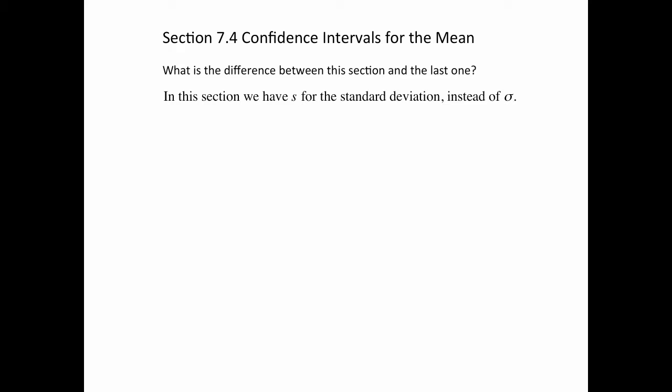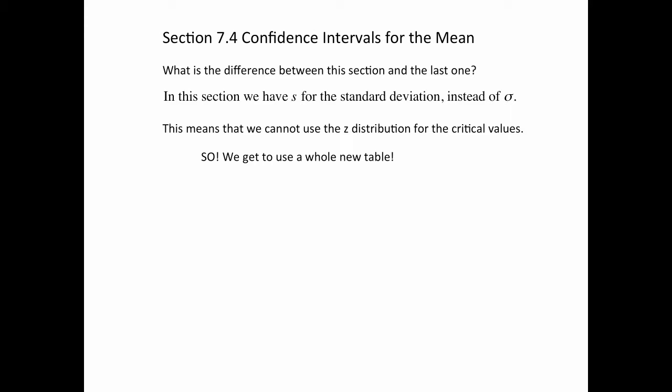Alright, section 7.4. Well, in this section there's really not a lot new other than one small thing. The difference between this section and the last is that this time we're going to be having S for standard deviation instead of the sigma. So in other words, we're only going to know the standard deviation for a small group of people, not the whole population.